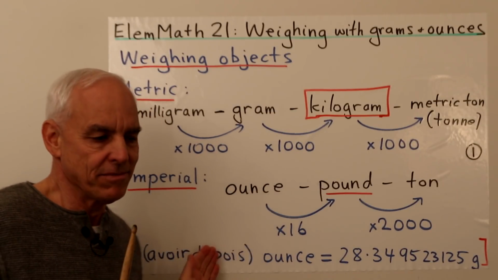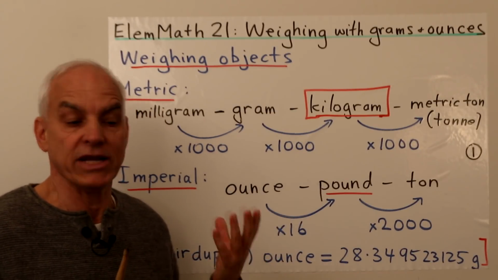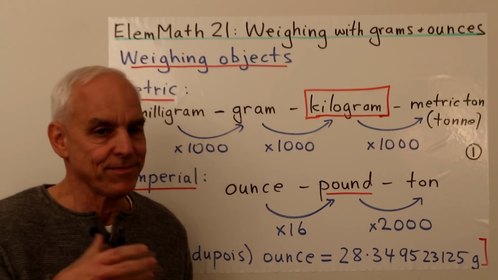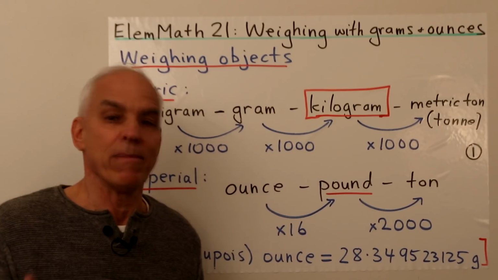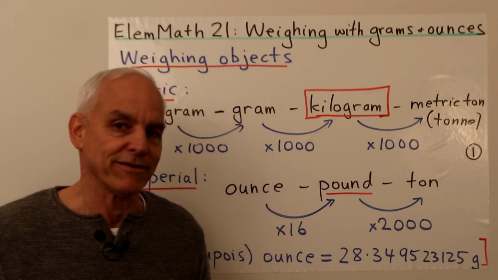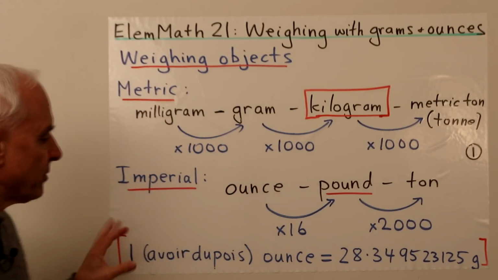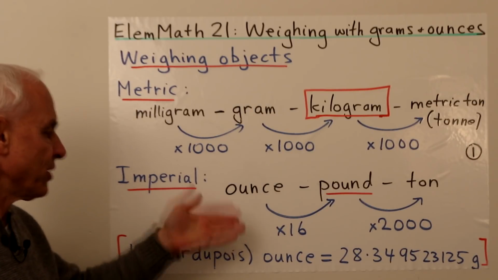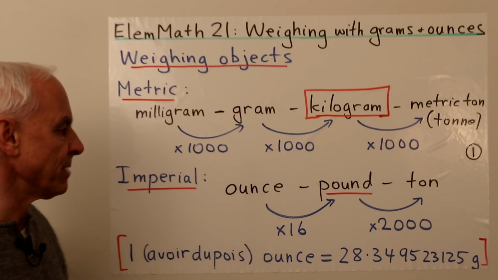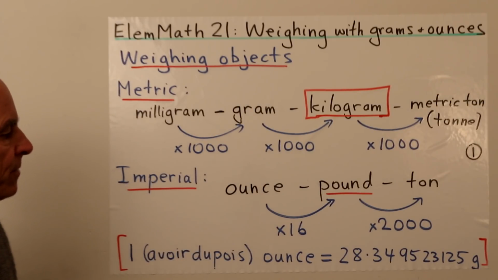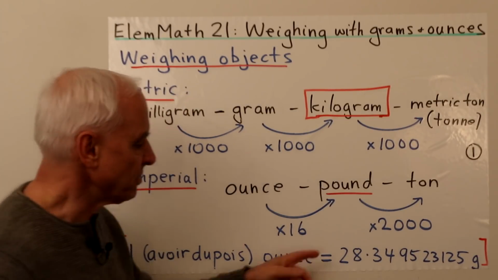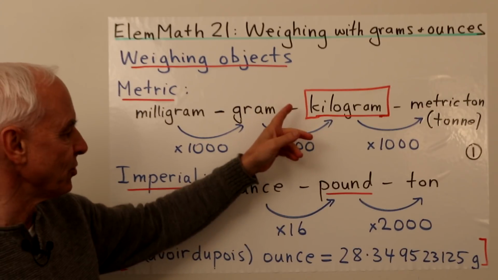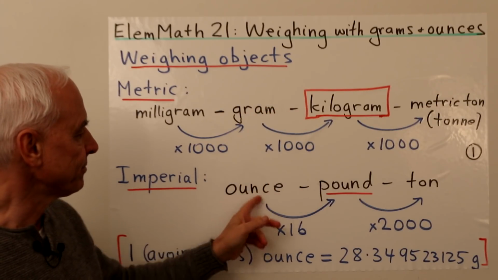Avoirdupois refers to the fact that there are actually two systems of pounds and ounces. This is the more familiar one that's used for everyday objects, but there's also a related but slightly different system that's used for metals, especially precious metals like gold and silver. We're not going to talk too much about that, but just be aware that the imperial system is a little bit more complicated. And notice the huge amount of accuracy here in terms of pinning this ounce to the gram.